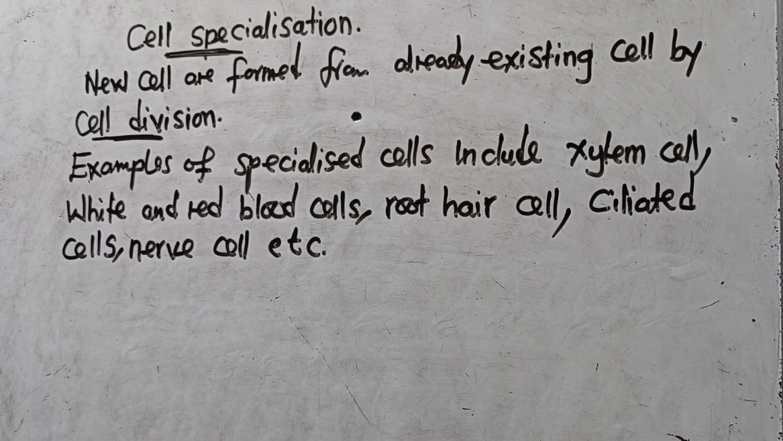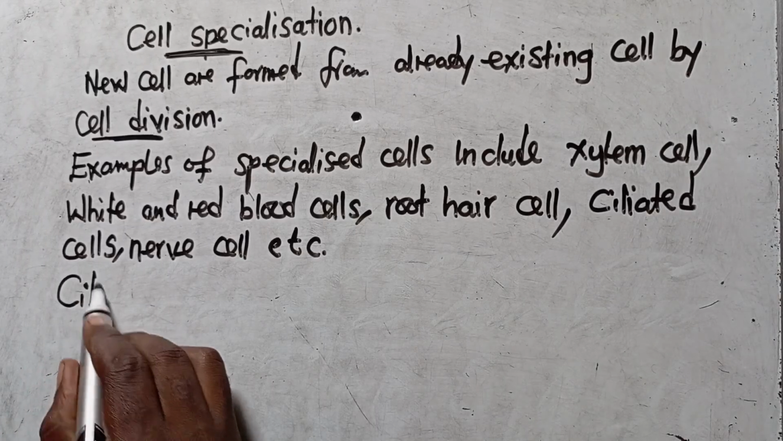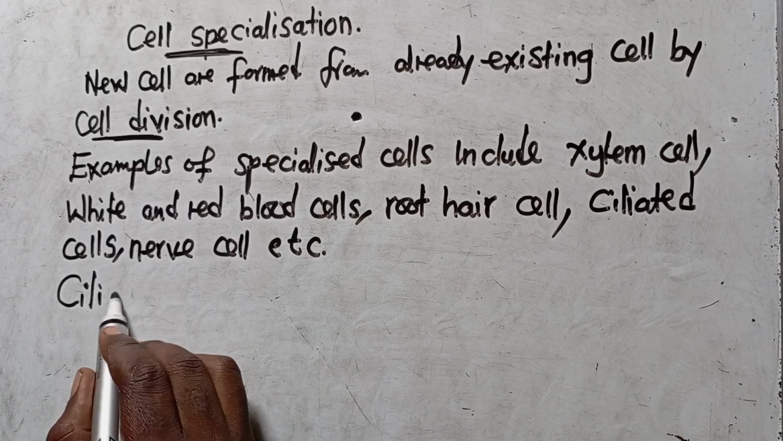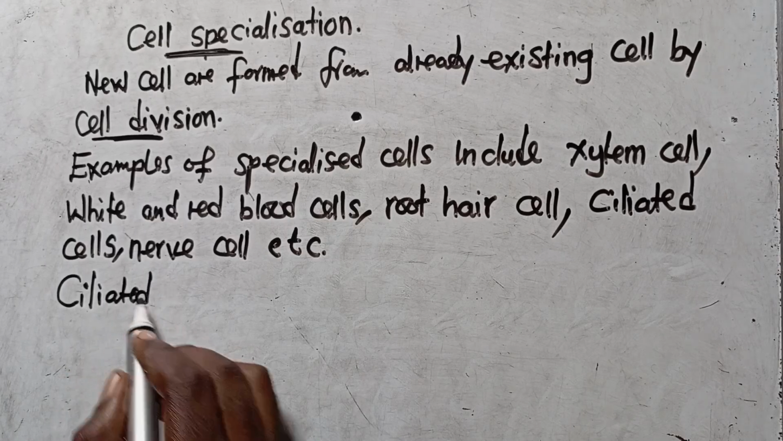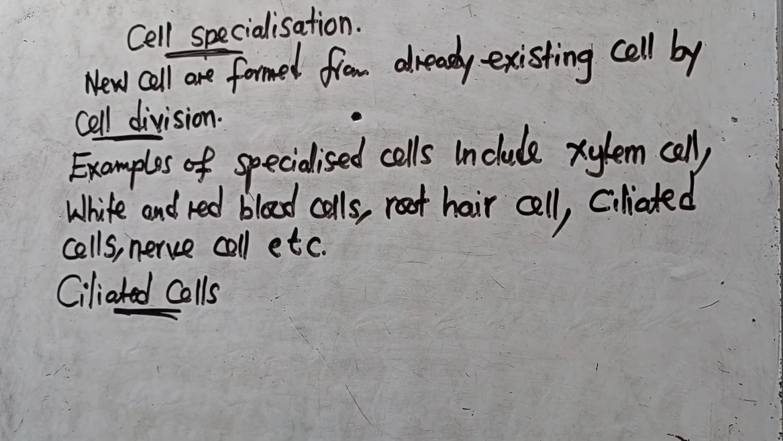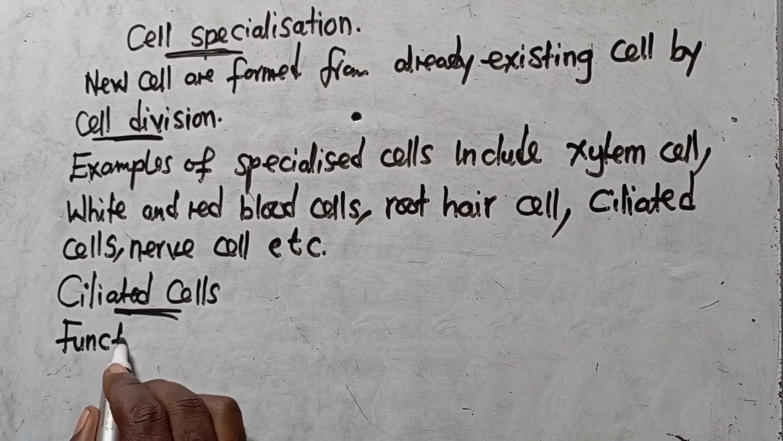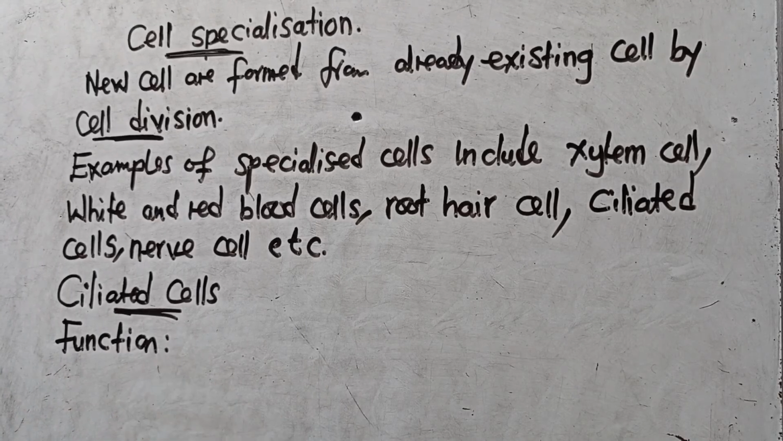So the first cell that I want us to start with is what we call a ciliated cell. This is the first one that we are going to start with, ciliated what? Ciliated cells. So you need to understand these ciliated cells, and the first thing that you need to start with is a function. What is the function of these ciliated cells?